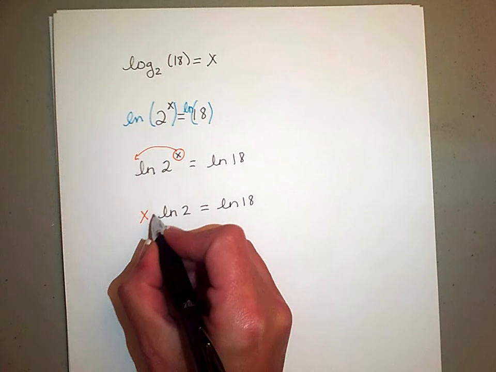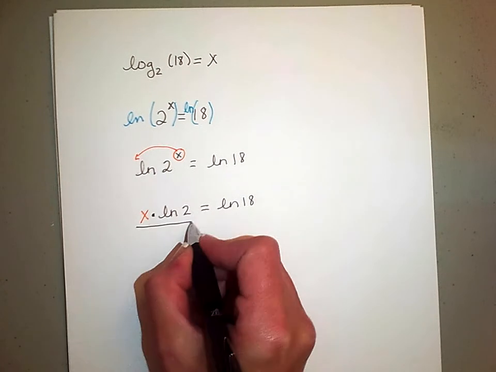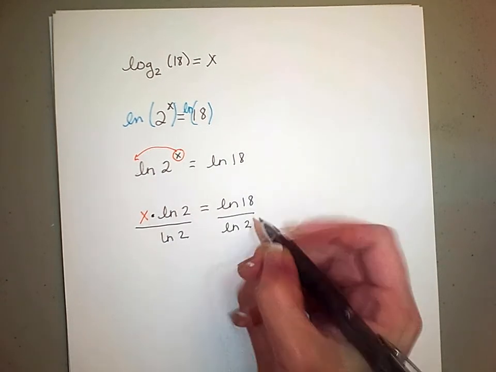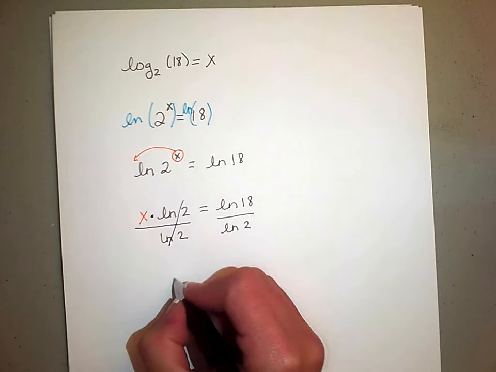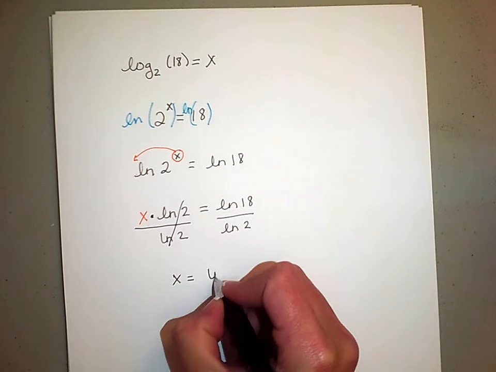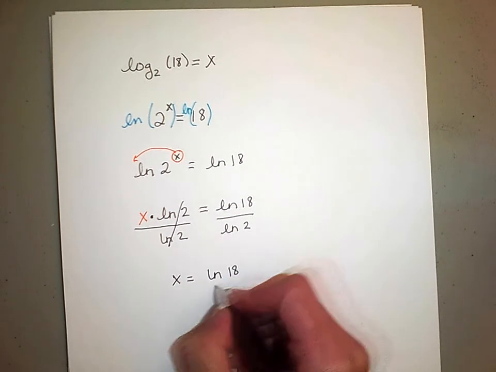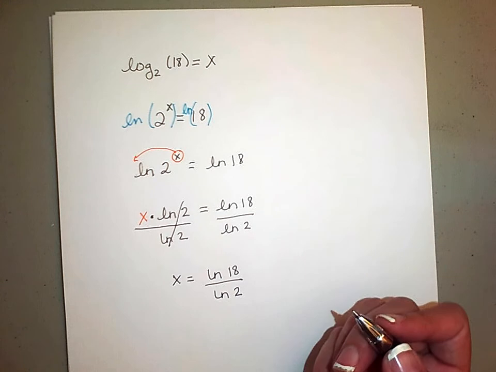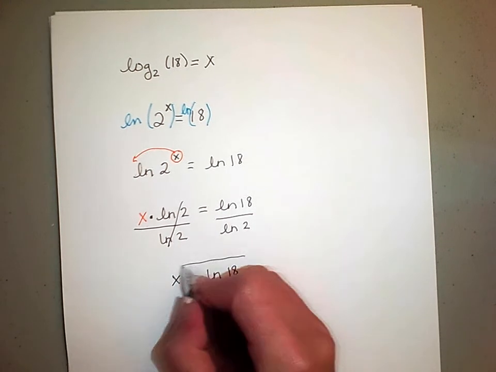And now I can solve for x, because it's being multiplied by the natural log of 2, so I can simply divide by the natural log of 2. Here the natural logs of 2 will cancel, so we're left with x is equal to the natural log of 18 divided by the natural log of 2. And this is our exact answer.